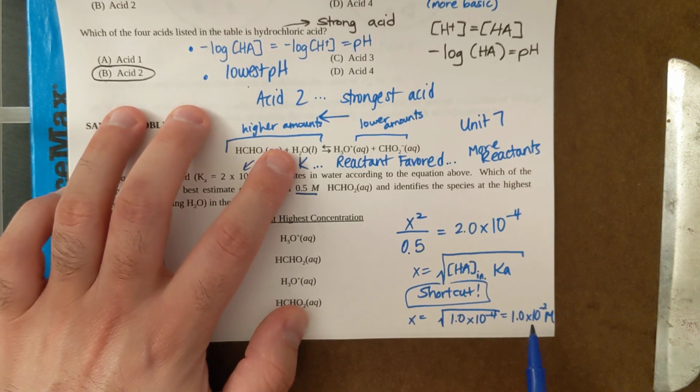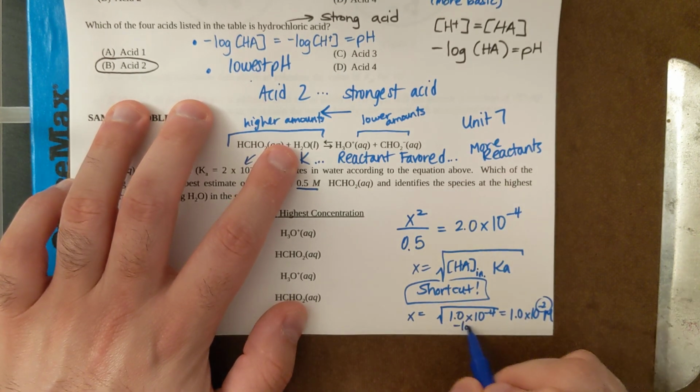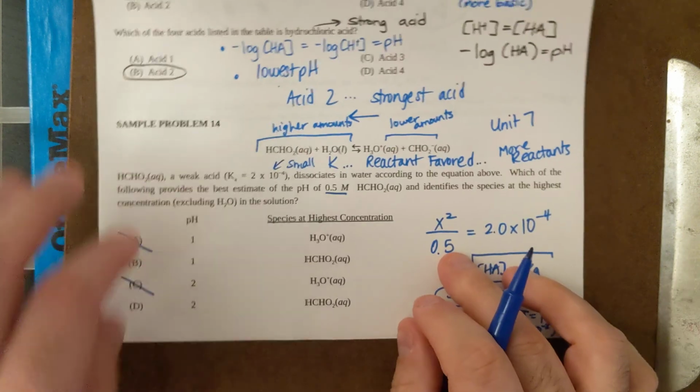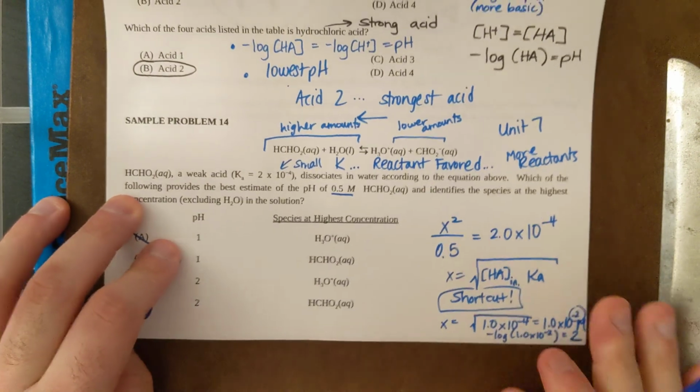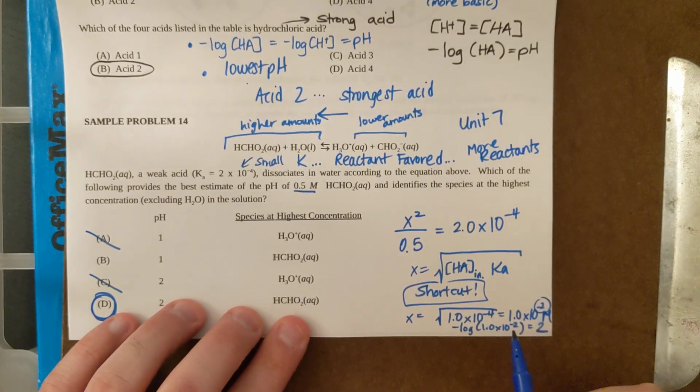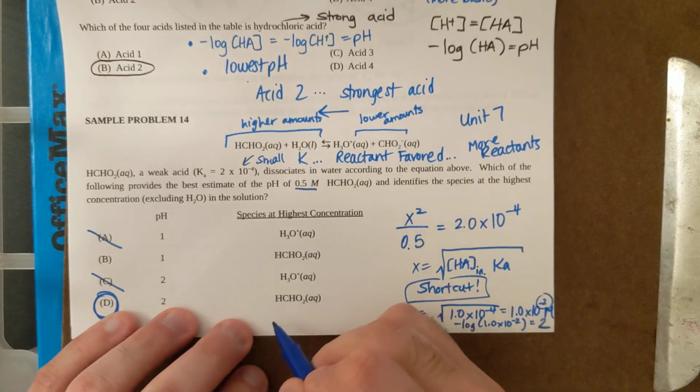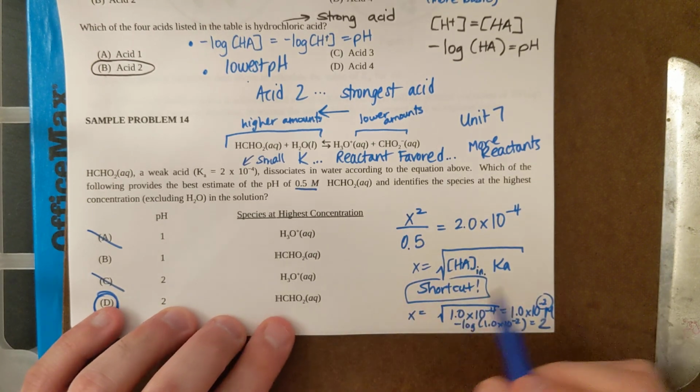And if I take the pH of this, it's equal to the exponent, 2. Negative log of 1.0 times 10 to the minus second is equal to 2. The correct answer is D. I did that all without a calculator, just to kind of give you a little trick with getting pHs.